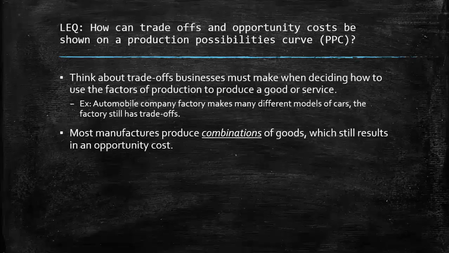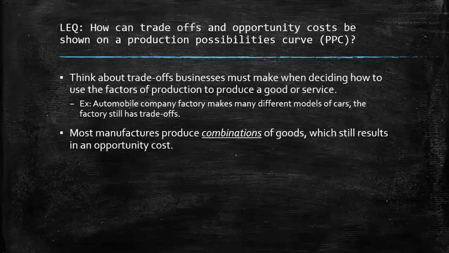All right, so here's the mindset that I want you to get on. Think about trade-offs businesses must make when deciding how to use the factors of production to produce a good or service. So if you imagine the assembly line at the Ford motor plant in Michigan. Ford produces F-150s, the Ford Mustang, the Ford Fusion, the Ford Explorer, and so on and so forth. Because of scarcity, Ford cannot produce an unlimited number of F-150s. They can't produce an unlimited number of Ford Explorers.